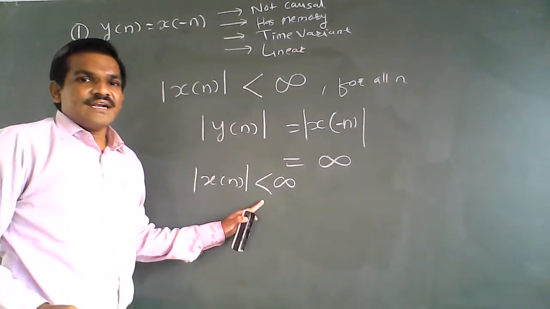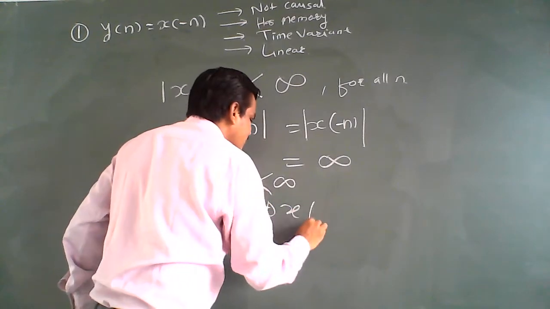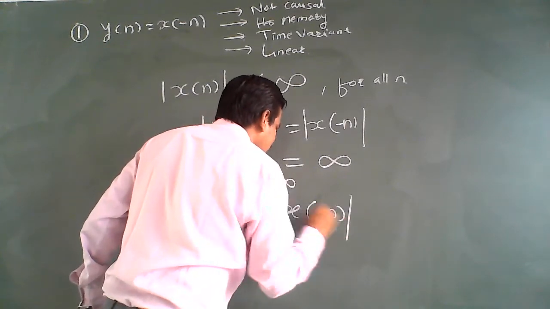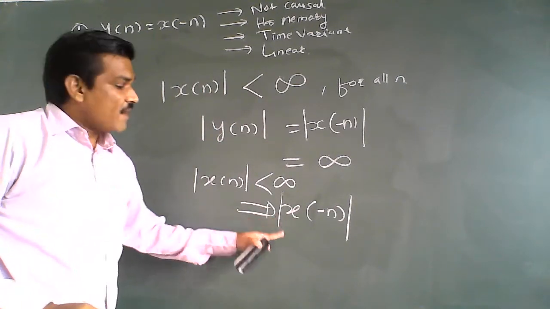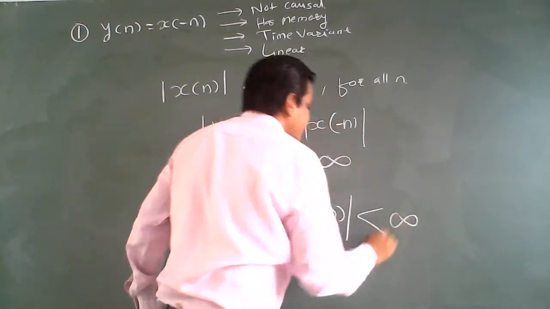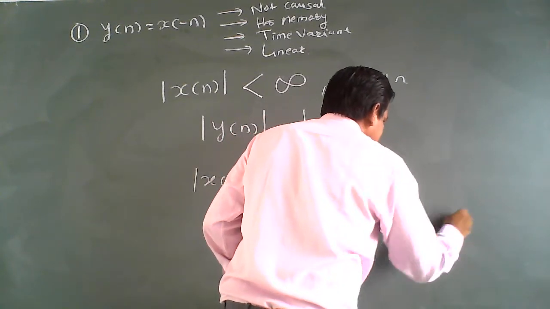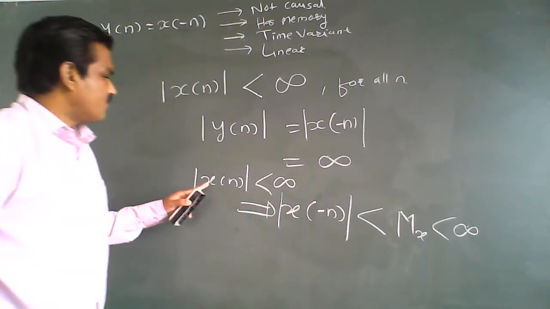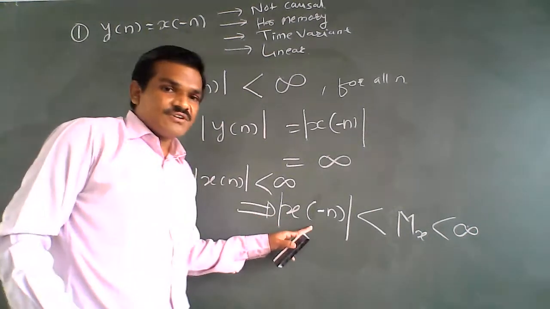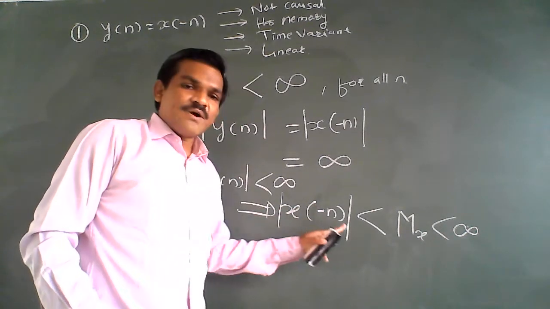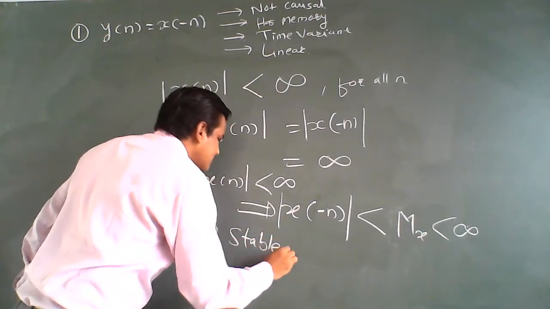Okay, and you can say that this is x of n, which is bounded. This implies that x of minus n, or you can say the time reversal, or a folding operation, is also bounded. Bounded means less than infinity, or you can say that what we have taken is Mx, which is nothing but bounded. So when x of n is bounded, this implies that the time reversed, or folded, x of n is also bounded, and this implies that the system is stable.